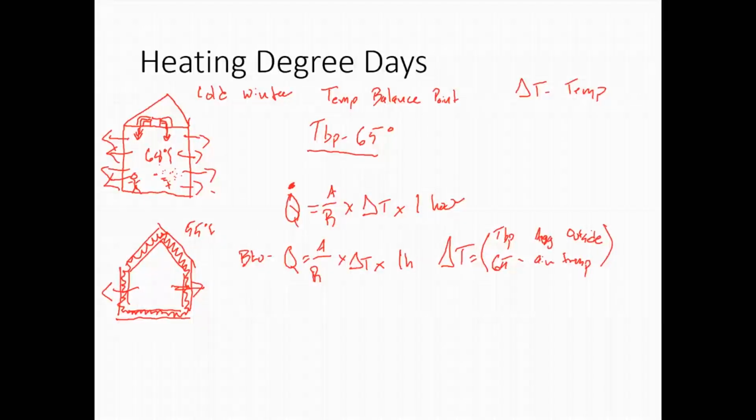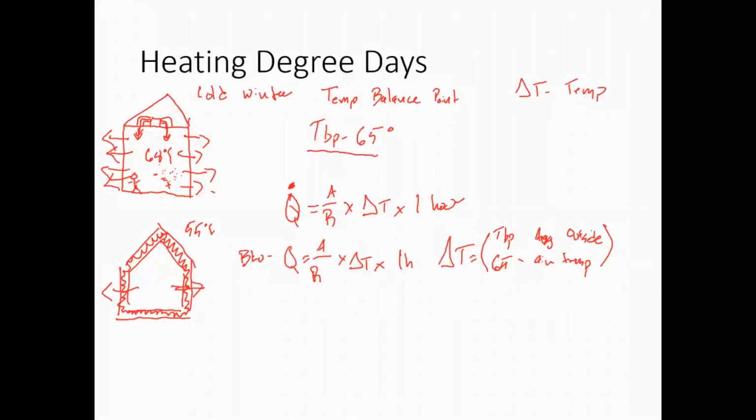So if we're trying to get how much energy our heater is using, we can add up all the energy for every single hour of the year. And that's what we're doing with heating degree days. So in this equation, we're doing the summation of this equation. So the sum of area over R value times the temperature balance point minus the temperature average hourly out times 1 hour.